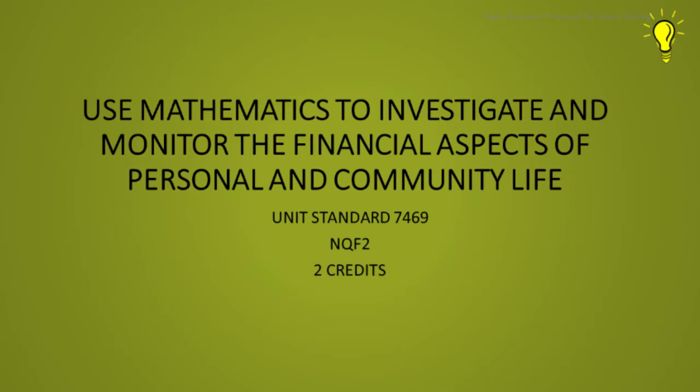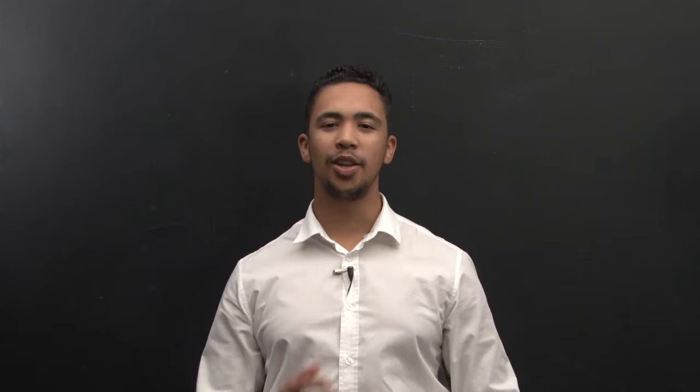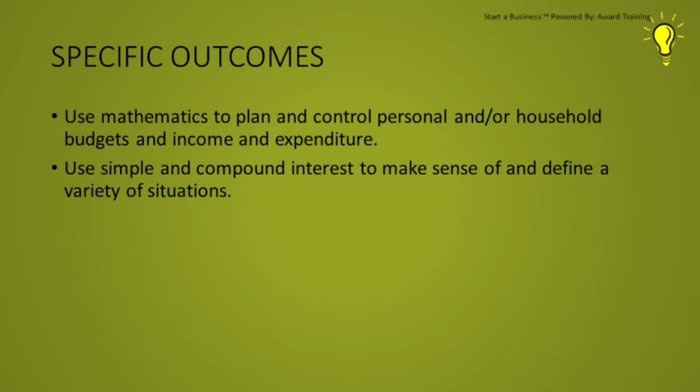The title of this unit standard is Use Mathematics to Investigate and Monitor the Financial Aspects of Personal and Community Life. Unit Standard 7469, NQF Level 2, 2 credits. So our specific outcomes for this unit standard are: use mathematics to plan and control personal and or household budgets and income and expenditure. Use simple and compound interest to make sense of and define a variety of situations.